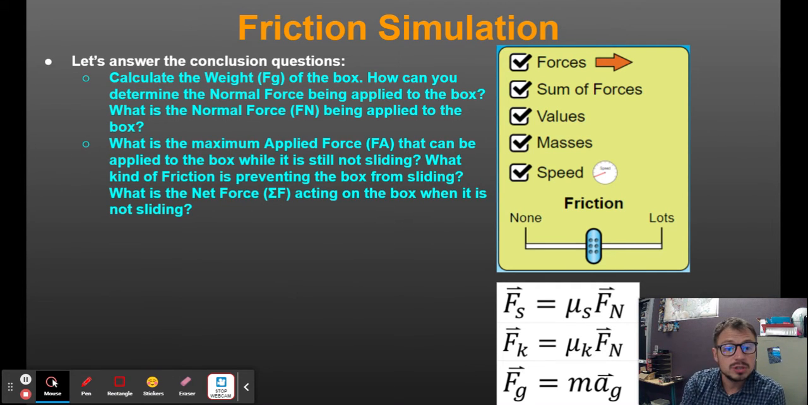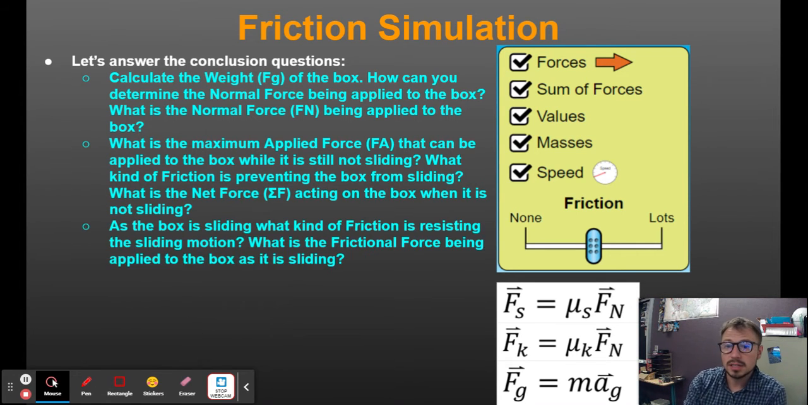So you have to do this in the simulation. You have to continually push that box until it starts to slide. And I think it comes to about 125 newtons. And then anything more than that, and it starts to slide because you have not overcome that static friction yet. And as it's not sliding, the net force is zero because it's at rest.